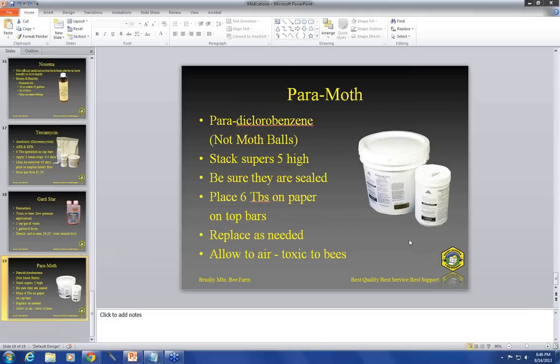Will Apigarde kill the nematodes used for small hive beetle pupa control? I'm not sure. I don't know, to be honest, but I'll try and look into that for you.